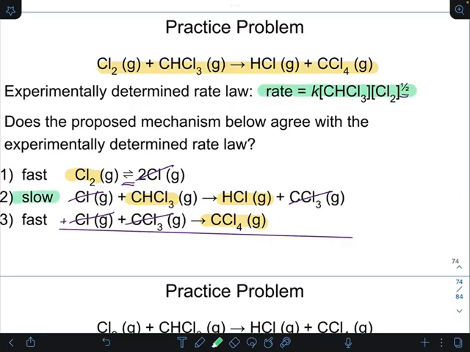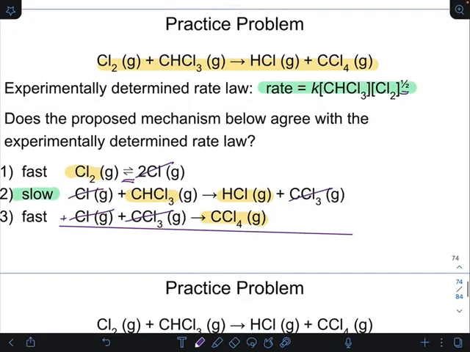So just like before, I'm going to start with my slow step. And I'm going to say rate is equal to concentration of my reactants raised to their coefficients. Okay. There is a problem here, and that is that Cl is an intermediate, which means that it cannot show up in the rate law. The reason why it cannot show up in the rate law is because it's really hard to determine the concentration of chlorine because it's not something we are adding to the reaction.